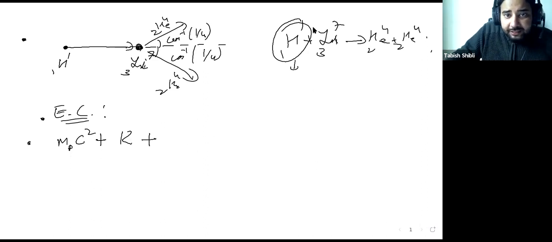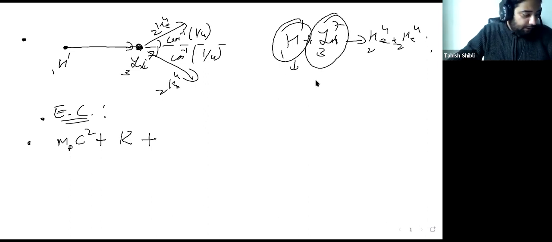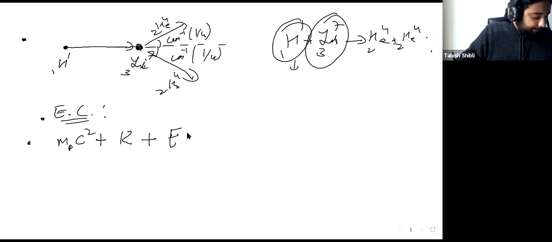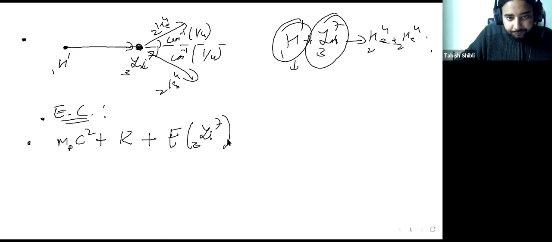Now, plus you have the rest energy of the lithium nucleus, which is given to you. It's given to be 5.6, but let's just write it as the binding energy. No, this is the binding energy per nucleon. Okay, so the total energy of the lithium 3 7 should be equal to, this is on the left hand side. This is what is happening on the left hand side.